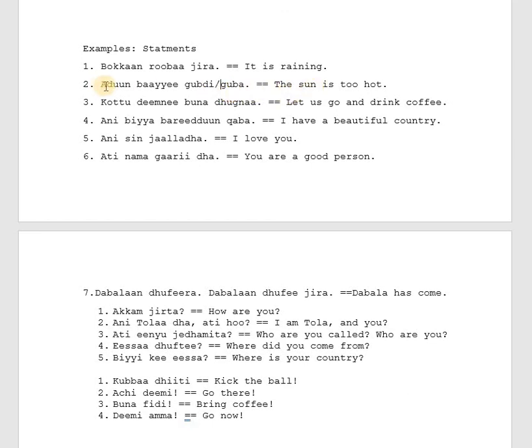It looked like it followed the structure. Adunni baay'ee guba, the sun is hot, but here we don't see any verb like "is". It's just the way that the language is spoken. Adunni baay'ee guba, the sun is hot, the sun is burning, like that.